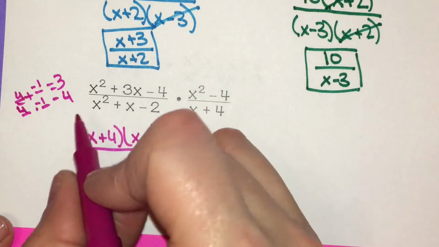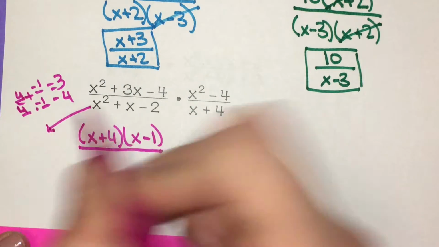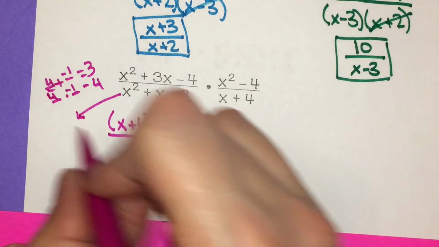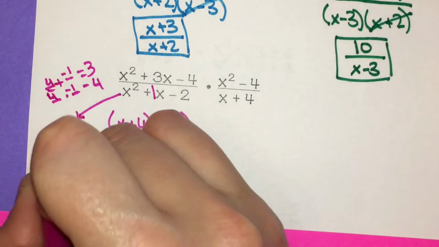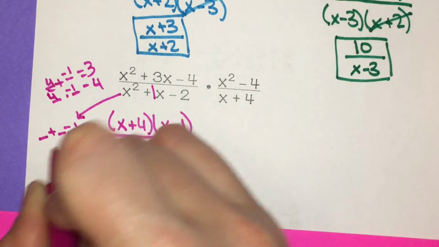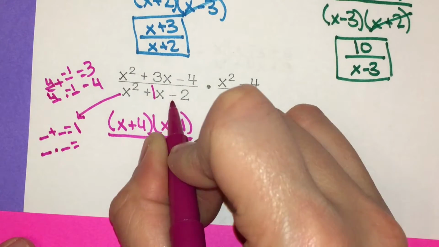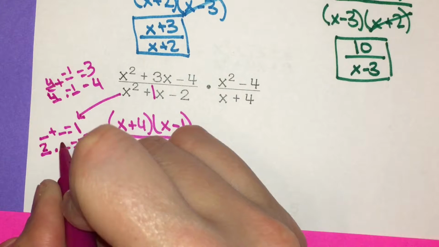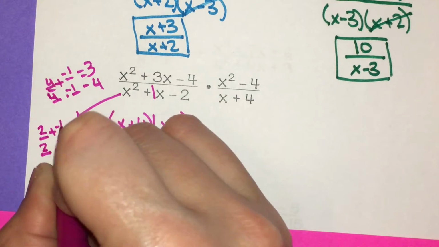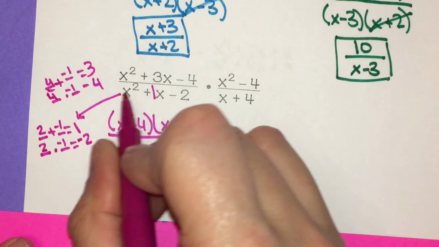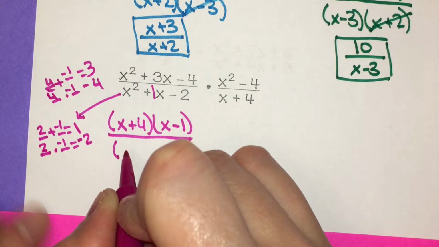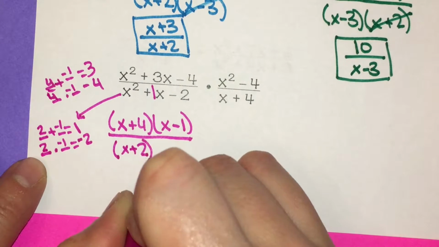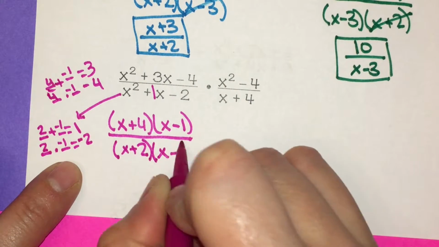Then on bottom, I'm just going to move this down here so you can see where I'm doing the factoring. Remember this is 1x. So what do I add together to equal 1 and multiply together to equal negative 2? That would be positive 2 and negative 1. So the bottom part factors to x plus 2 times x minus 1.